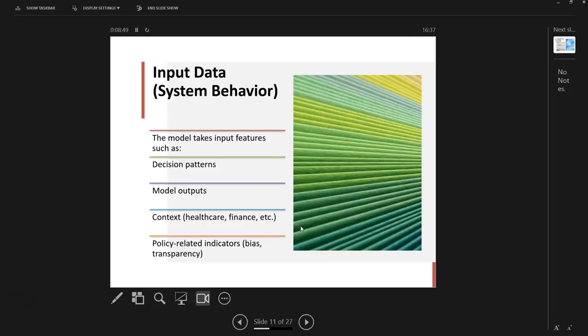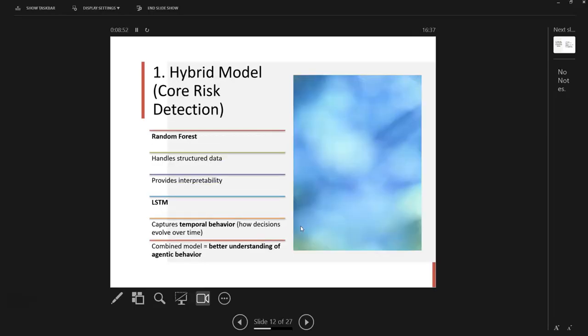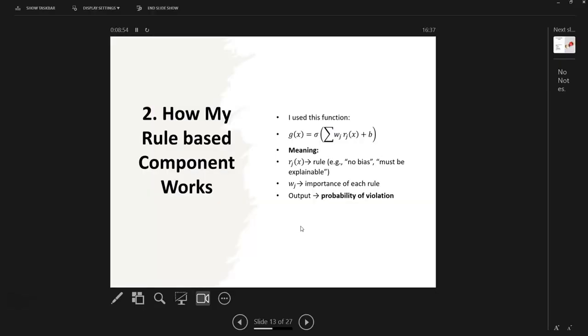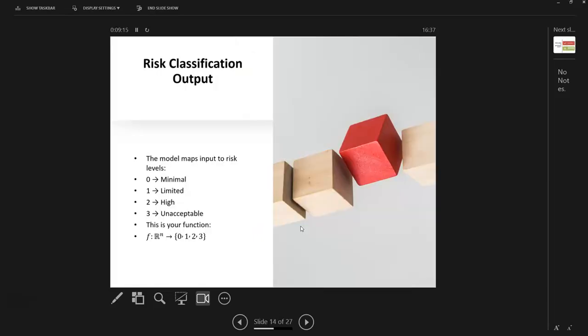When the inputs are done, we get different kinds of results based on this equation. The equation is based on the rules, where R_j is the rule and W is the importance of each rule. My calculation is based on the probability of the violations, which is g(x). We categorize the risks as minimal risk with code zero, limited risk with code one, high risk with code two, and unacceptable risk with code three. So in a set we can write it like that.